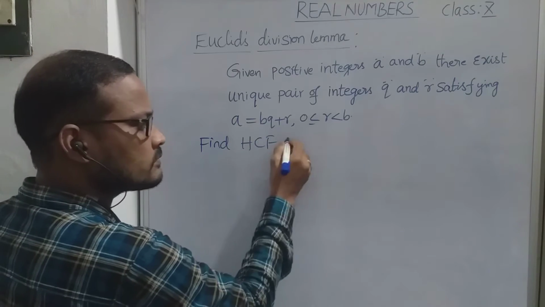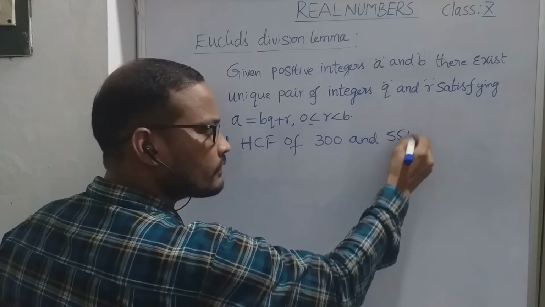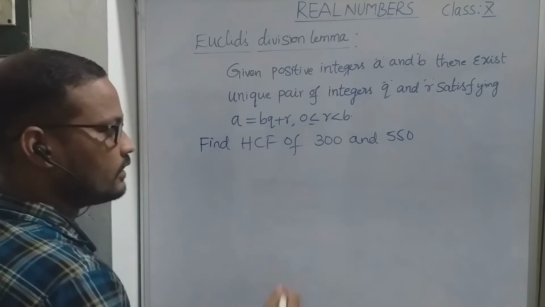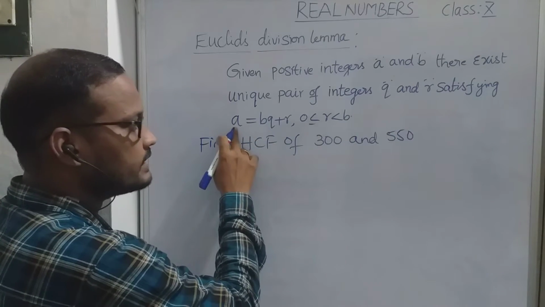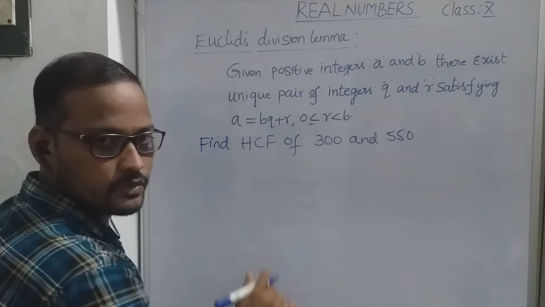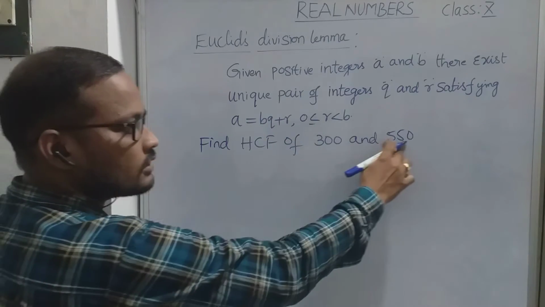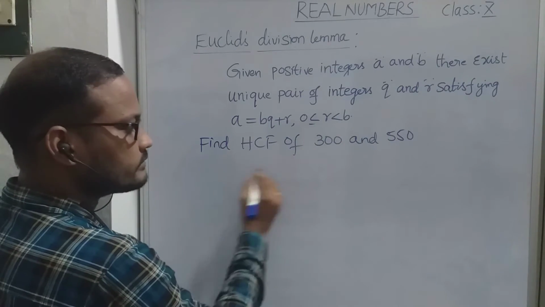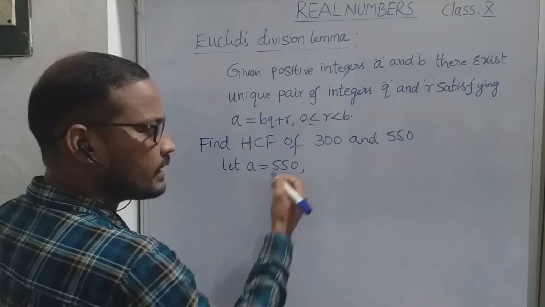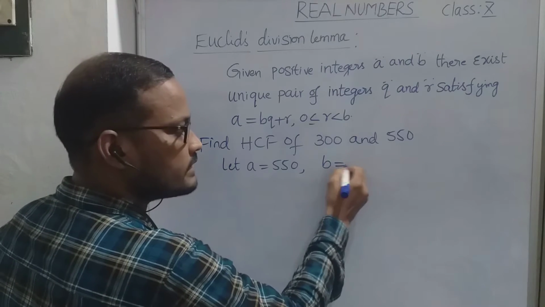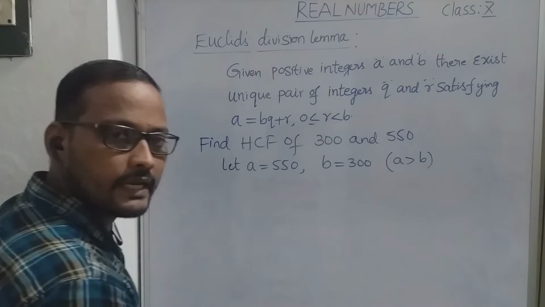Find the HCF of 300 and 550. Here the largest number is taken as the dividend. The dividend is greater than the divisor, quotient and remainder. That's why the largest value is taken as a. Understood, children? Let a is equal to 550, and the smallest value is taken as the divisor, b is equal to 300. Here a is greater than b.